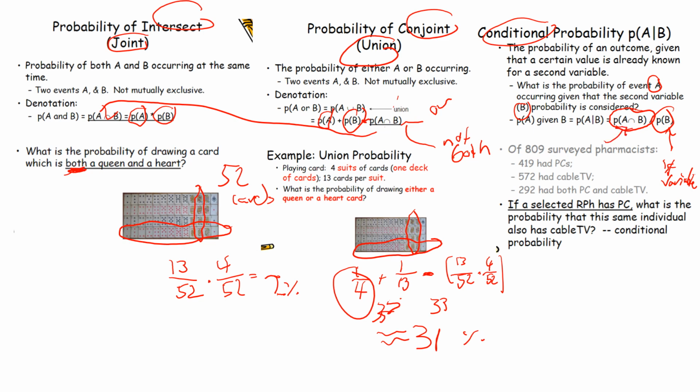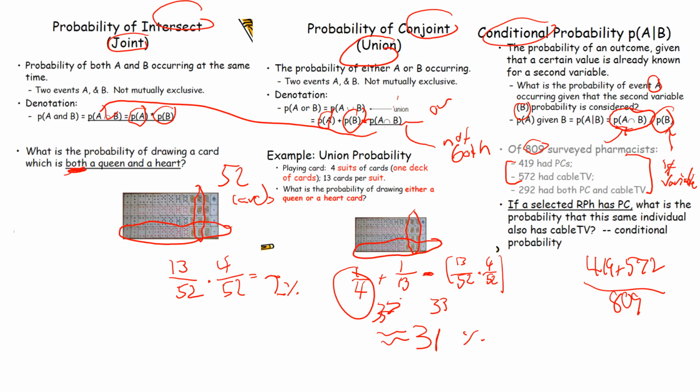Because let's look at this practice problem. We have 809 pharmacists surveyed, but this isn't like a deck of cards. There's only 3 outcomes. So how do we find our probability of the conjoint, our probability of overlap? Well, you can see if we were to add these two numbers right here, the 419 and these 572, let me do that really quick just to show it off. We have 419 plus 572 over 809 total surveyed.